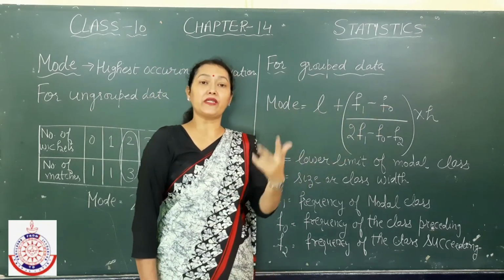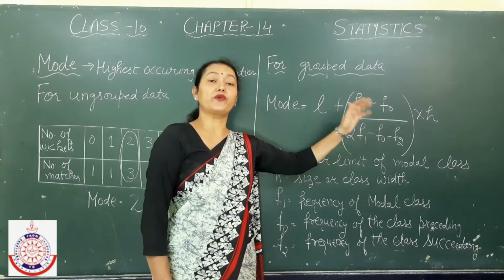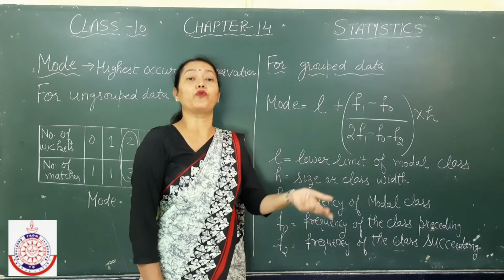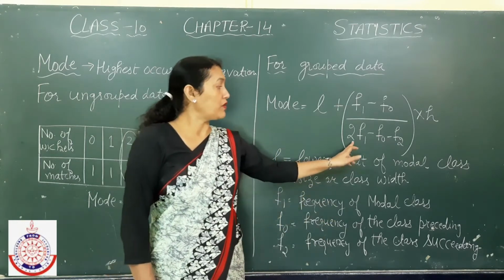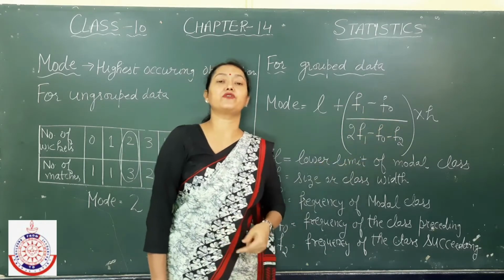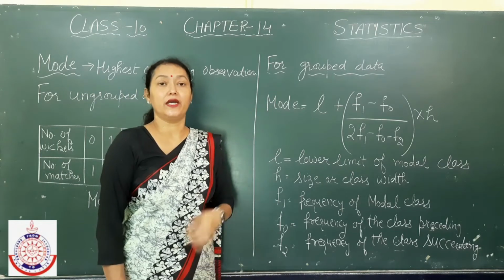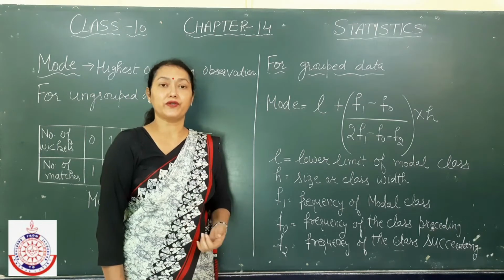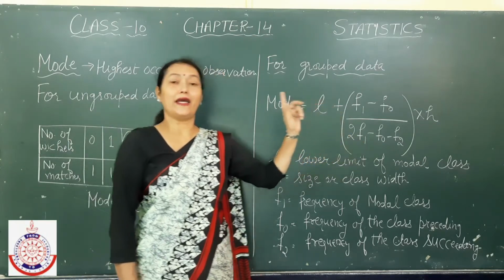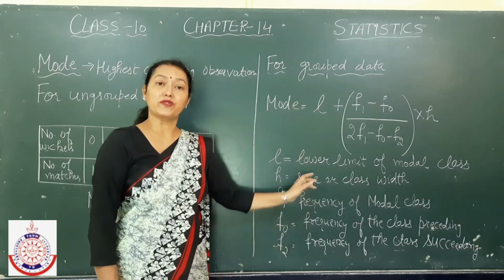F1 means the frequency of that modal class, and F0 is the frequency of the class which is preceding the modal class, which comes before. Then 2F1 minus F0 minus F2. F2 is the frequency of the class which comes after the modal class, meaning succeeding. Predecessor and successor you have done in your junior classes, in class 6, so you should know the meaning of all this. And H means class width. So let us use this formula and do some examples.